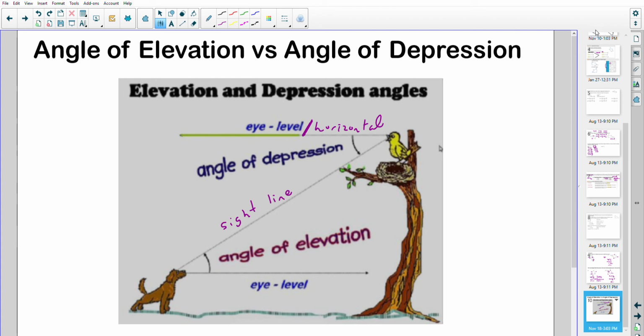This shows how to solve for a right triangle as well as some definitions of the angle of depression, angle of elevation.